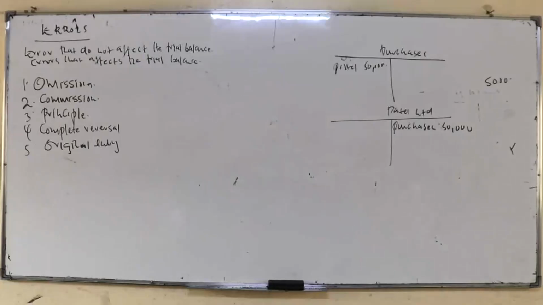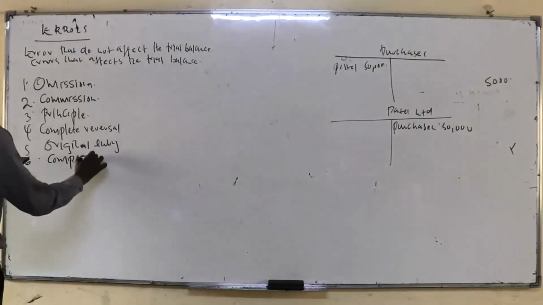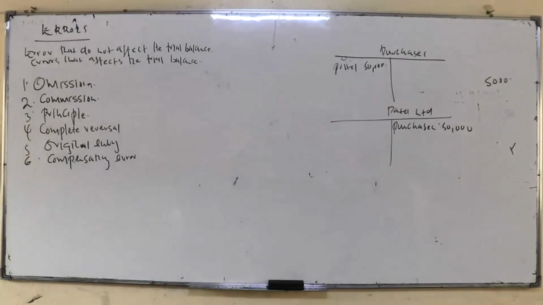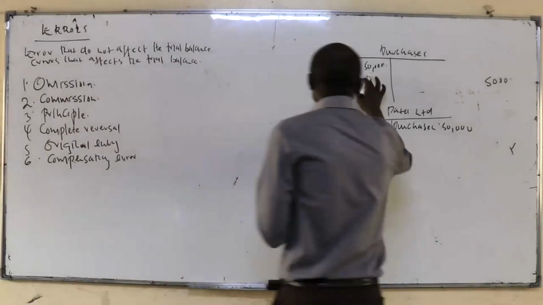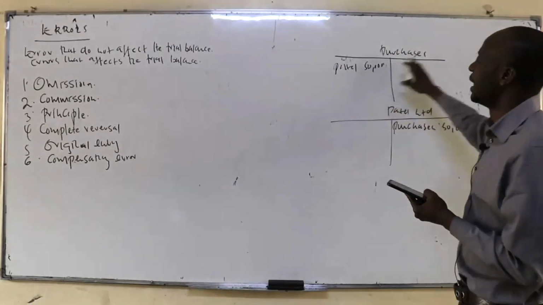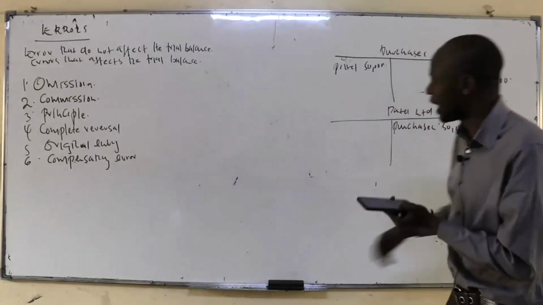And lastly is what we call compensating error. These are errors that cancel each other. For example, you overstate the debit side. You make an error by overstating the debit side of an account, and in another error, you understate the credit side of another account. Are you getting? So they cancel each other.